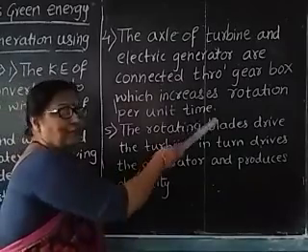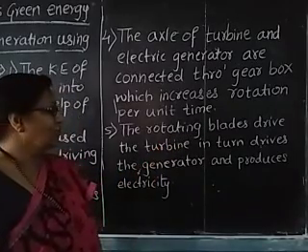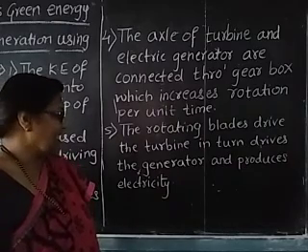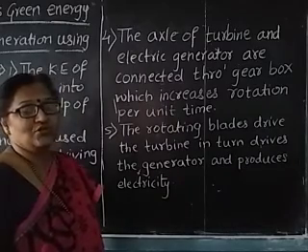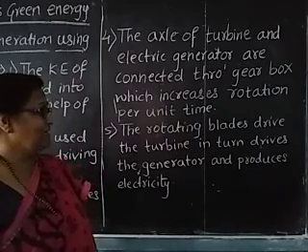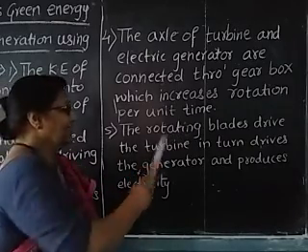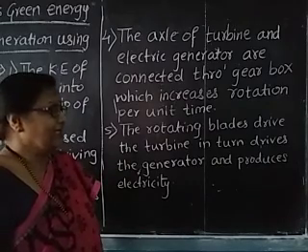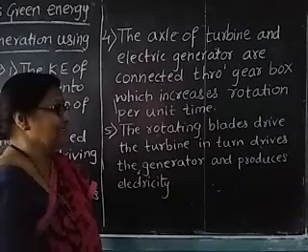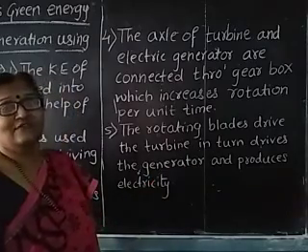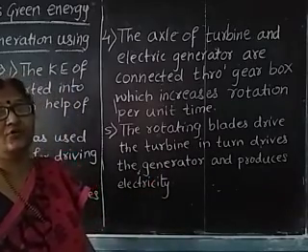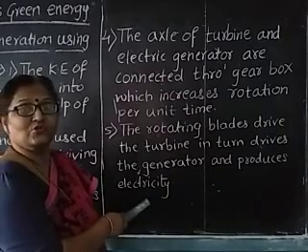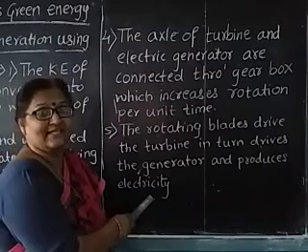The rotating blades drive the turbine, which in turn drives the generator and produces the electricity. So what is happening here actually? The rotating blades present in the turbine are rotating, and due to this, in turn they also drive the generator. As they are connected to the generator, this produces the electricity.